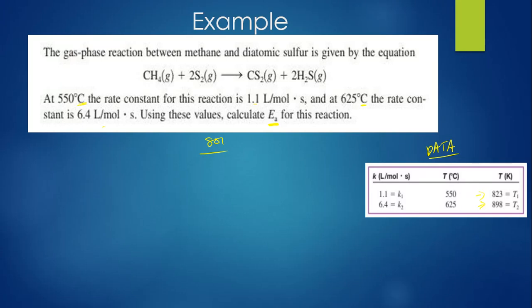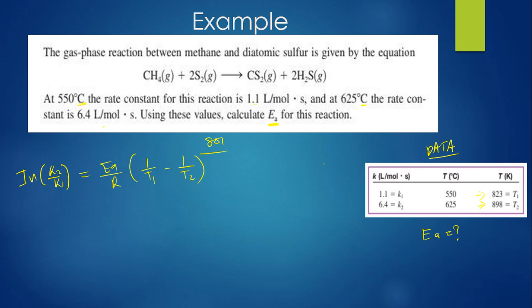So here they want the activation energy. Note that they are looking for the activation energy, which you don't know. So which formula are we going to use? The one I'm showing you: ln K2 over K1 is equal to the activation energy over the gas constant R, then times 1 over T1 minus 1 over T2.